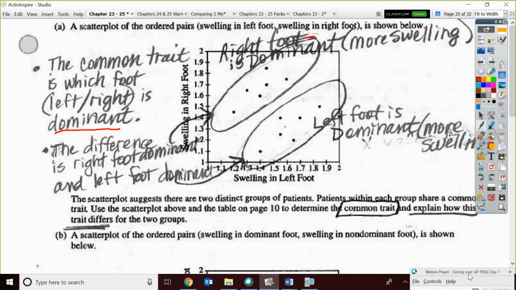So the right foot dominant was happening here, okay? Because the right foot has more swelling, okay? And then the left foot is dominant here because the left foot has more swelling. So I answered this. What's the common trait? Okay? And explain how this trait differs for the two groups. So the difference is the right foot dominant versus the left foot dominant.